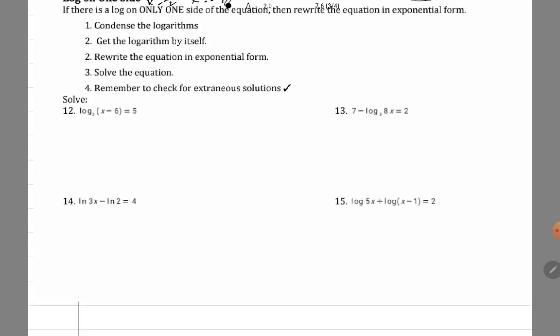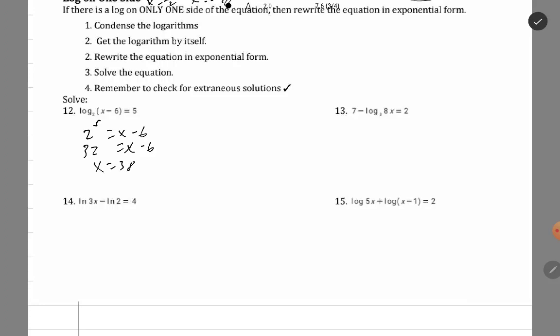So log base 2 of x minus 6 equals 5. So it's already condensed as far as we can get it. Get the logarithm by itself. It's already by itself. Rewrite the equation in exponential form. Okay. So exponential form says base 2 to the 5th equals x minus 6. So we get 32 equals x minus 6. And so x is 38.